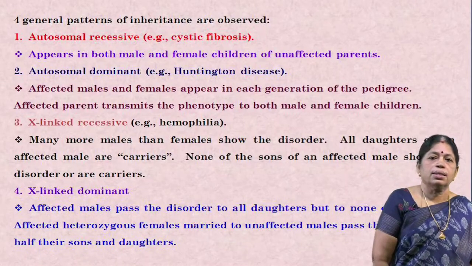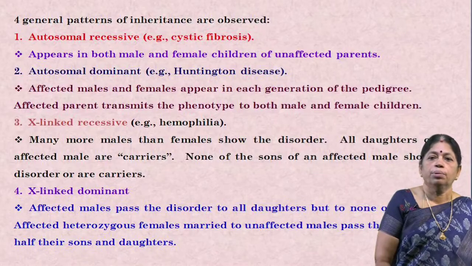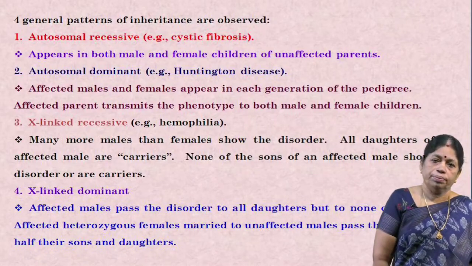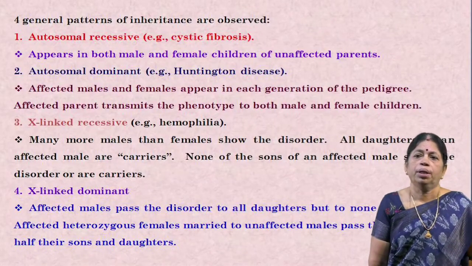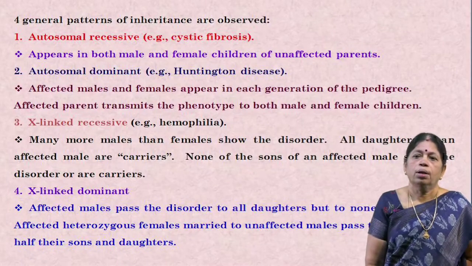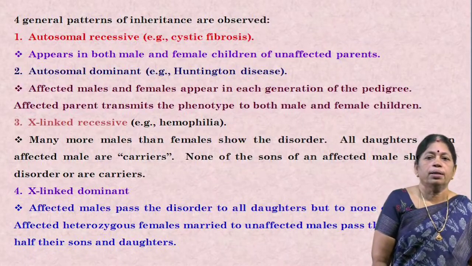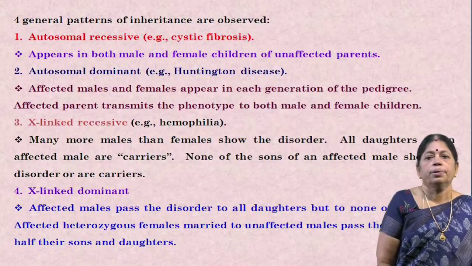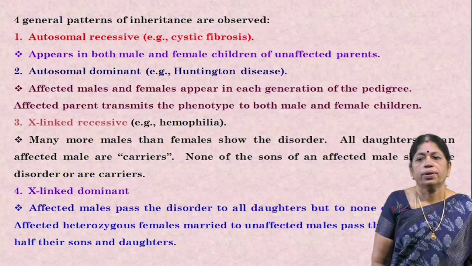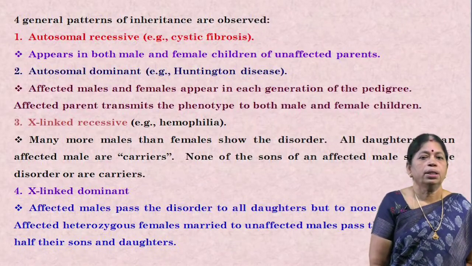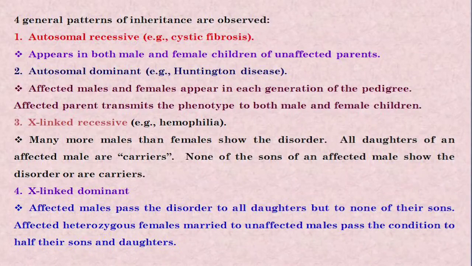Then X-linked recessive, this causes the disease hemophilia. Many more males than females show the disorder. All daughters of an affected male are said to be carriers. None of the sons of the affected male show any disorder. Only the females receive that X chromosome, but they are said to be carriers.